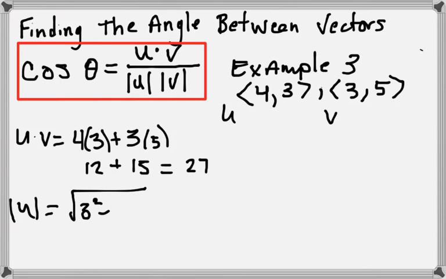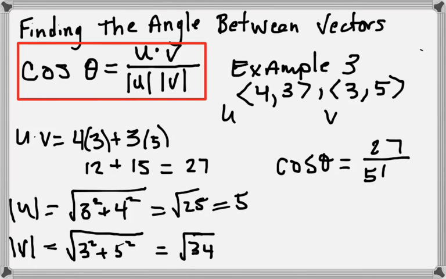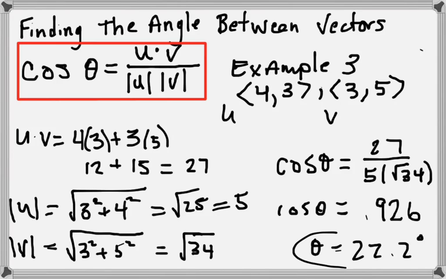The second thing, I find the magnitude. That's the square root of 25, or just 5 for u. V turns out to be a little more complicated. You're going to have the square root of 34. And literally, I'm going to type it into my calculator just like this. 27 divided by 5 times the square root of 34.